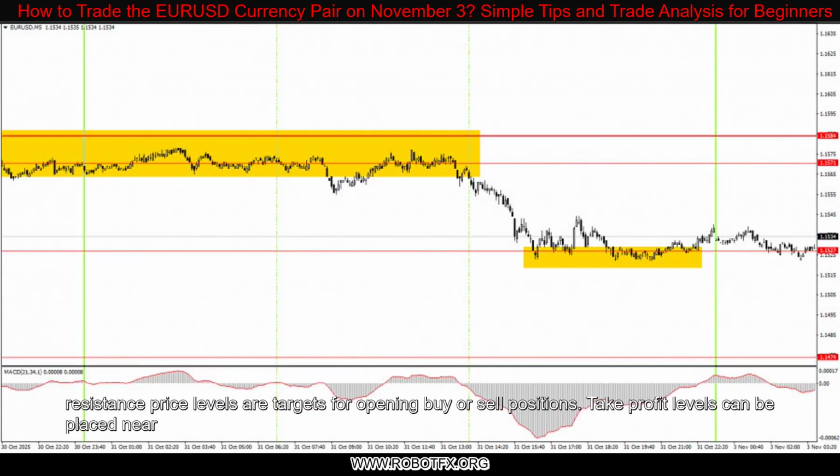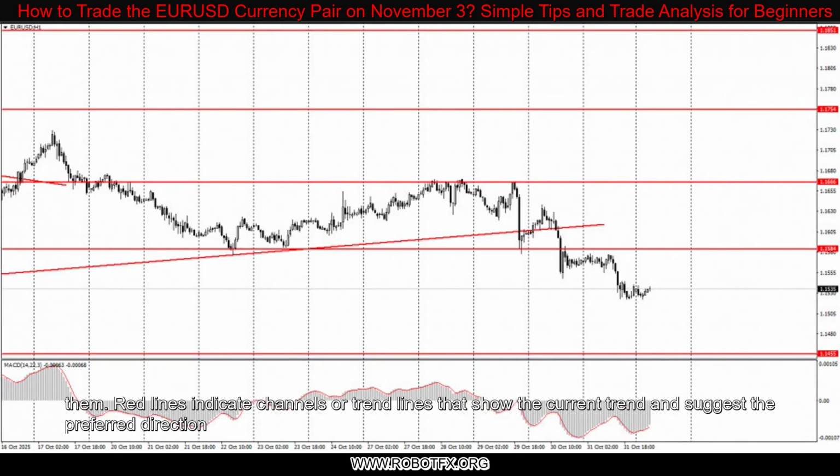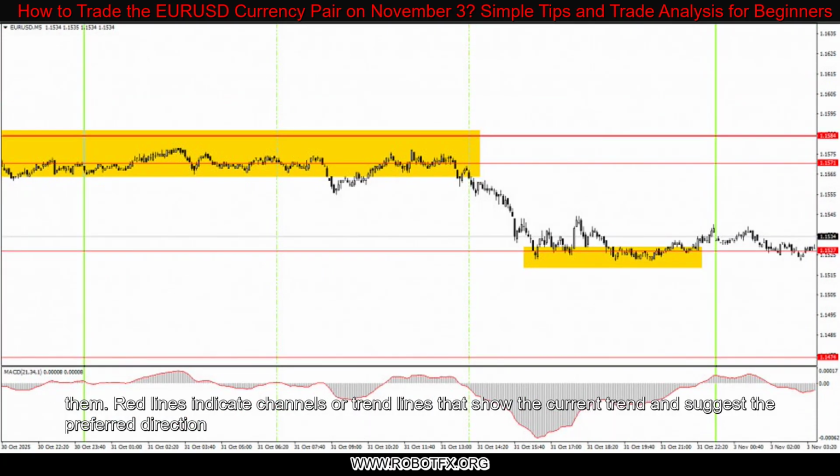Red lines indicate channels or trend lines that show the current trend and suggest the preferred direction of trade. The MACD indicator (14, 22, 3) provides a histogram and signal line, serving as an auxiliary indicator that can also be used as a source of signals.